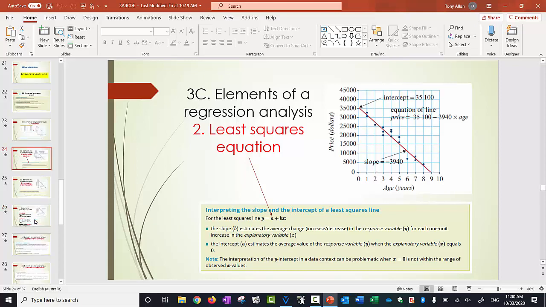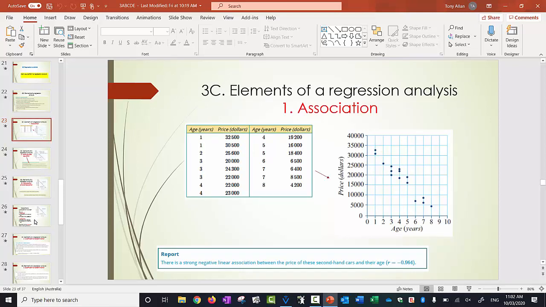R squared, the coefficient of determination. Now, remember how to get that from R? R just squared. It should be on the calculator anyway. What do you do with R squared when you've got it? Supposing R was negative 0.964. So 0.929. The answer is 0.92, and it's a positive number.